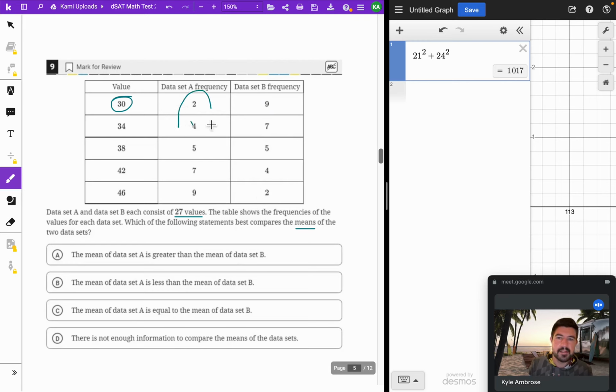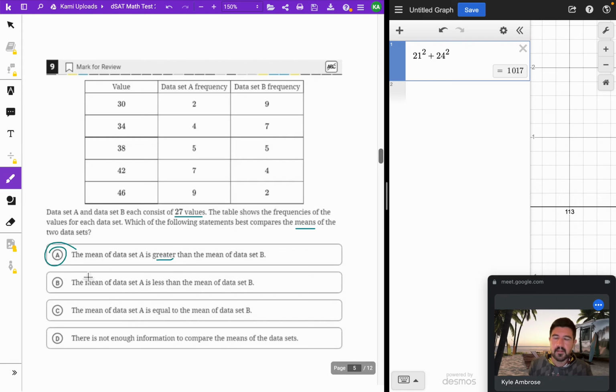look at the numbers in data set A. Most of the numbers are bigger numbers with the higher frequency. They appear more often. And most of the numbers in data set B are smaller numbers, which appear more often, like 30 and 34. So if you looked at data set A, because most of the numbers are big, there's a high frequency of them, and data set B is mostly smaller numbers, data set A's mean or average has to be bigger because its numbers are mostly bigger. So the mean of data set A is greater.